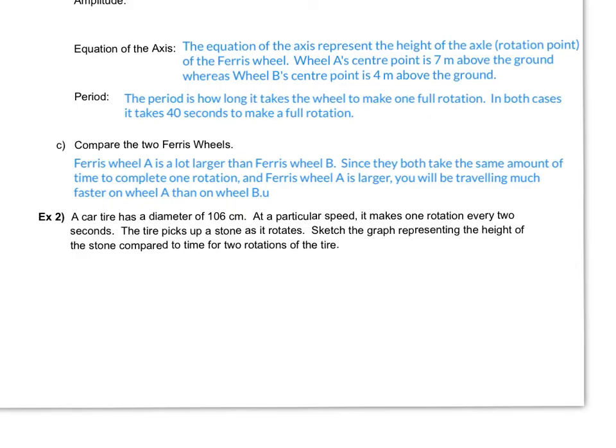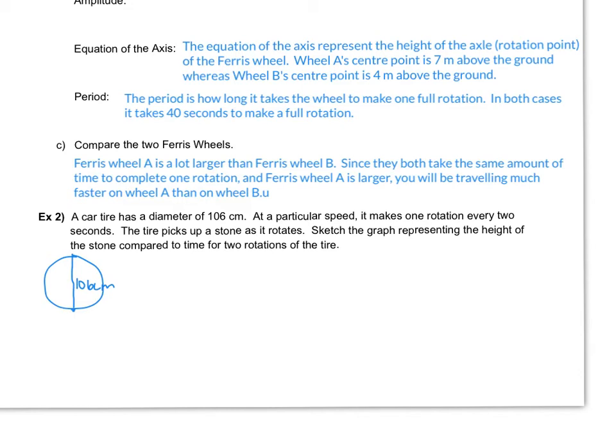All right, in this last example here, a car tire has a diameter of 106 centimeters. So if I think of my tire, it's round. Draw a nice round tire here. Its diameter is 106 centimeters, so I could draw the diameter across, up and down. It doesn't matter as long as it's kind of looking like it's going through the center. 106 centimeters there. At a particular speed, it makes 1 rotation every 2 seconds. So if your complete cycle is 2 seconds, you should have 1 complete sinusoidal curve for that.